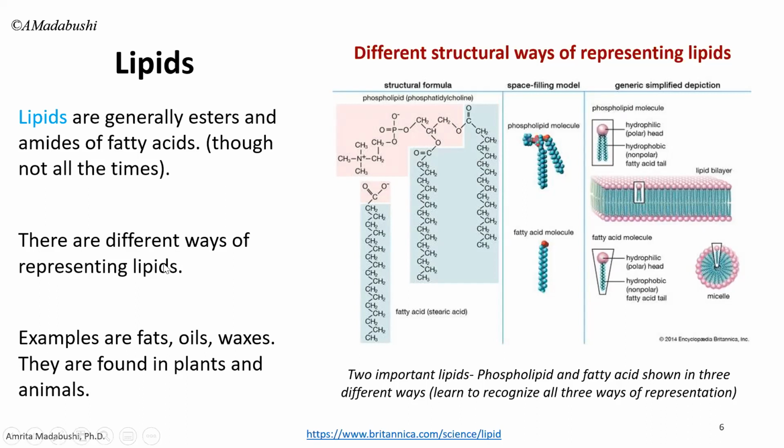So there are different ways of representing lipids, and we're going to see that on the right-hand side. If you focus on the right side, there is a structural formula, there is a space filling model, and there is a generic simplified depiction. Okay. So what is a structural formula? A structural formula is the one that has all the carbons and hydrogens and nitrogens, and anything and everything that we have learned so far, right?